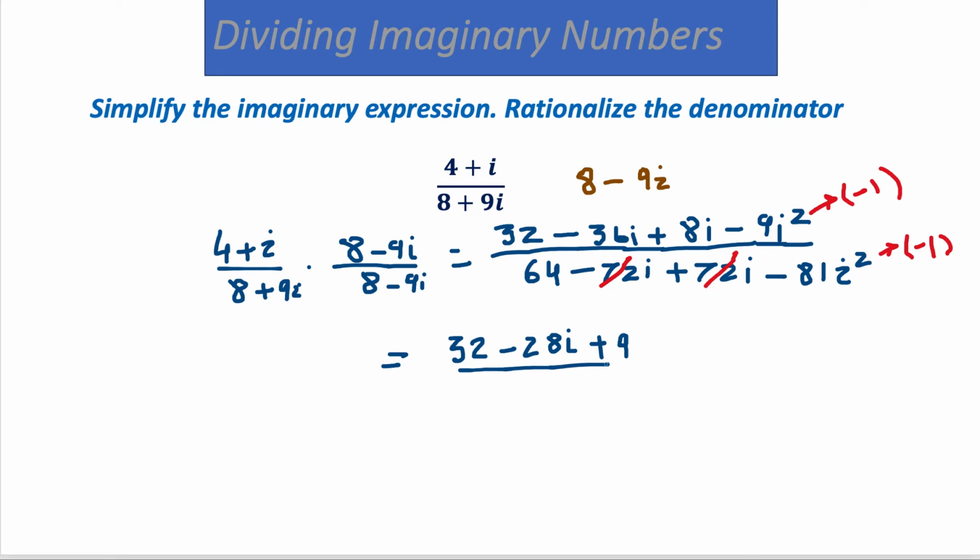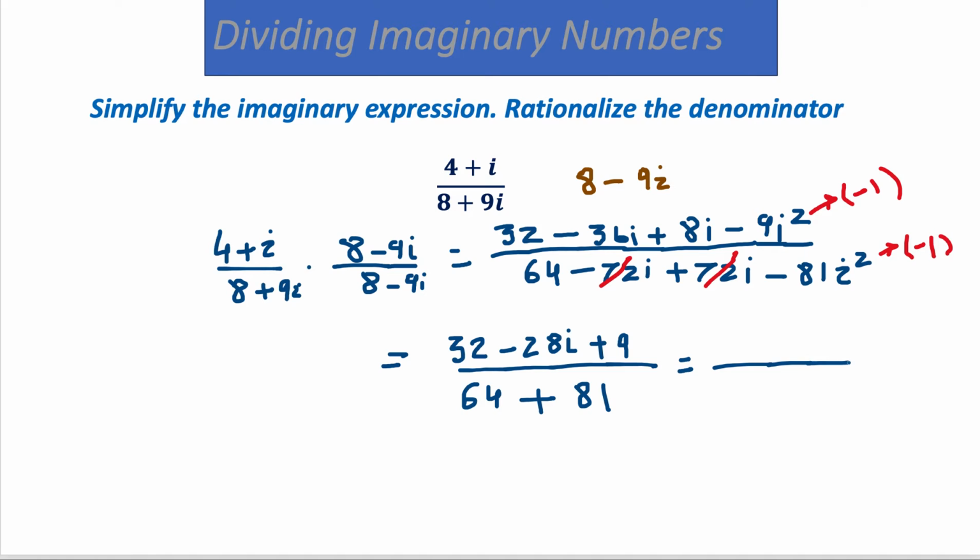And let me go down here. Here is a 64. Okay. 64. And again, a negative number is here. Negative 81 times negative 1 is a plus 81. Plus 81. Okay. And now let me simplify further.